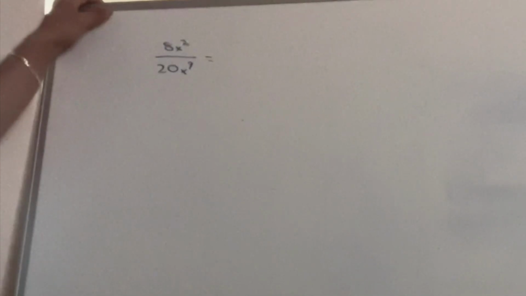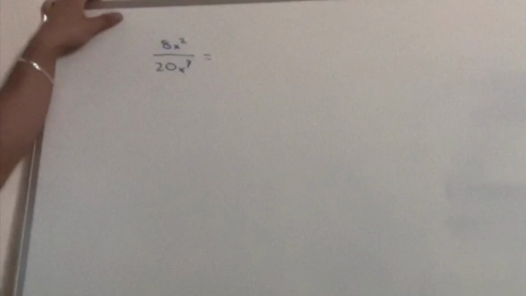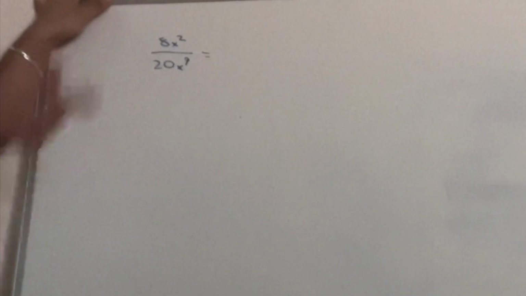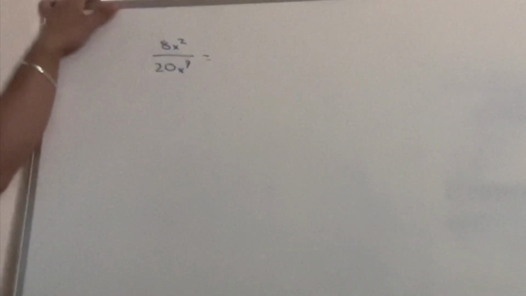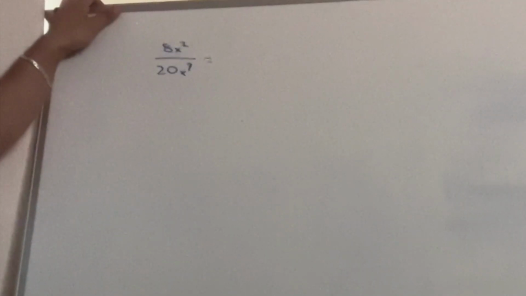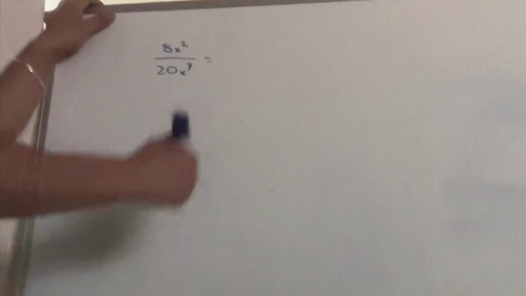Alright, so 8x squared over 20x to the 9th. We kind of did this already, but we'll do another one like this one. So let's start with the numbers. What do 8 and 20 have in common? They're both even. There's another one you could do, but I think for breaking it down, we should just do that. They're both even, right?